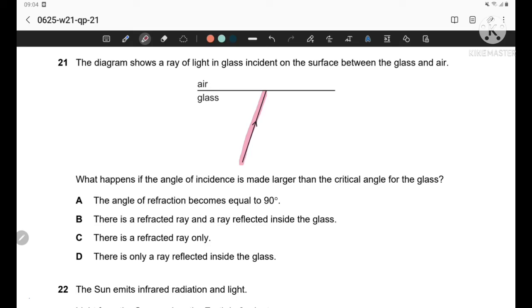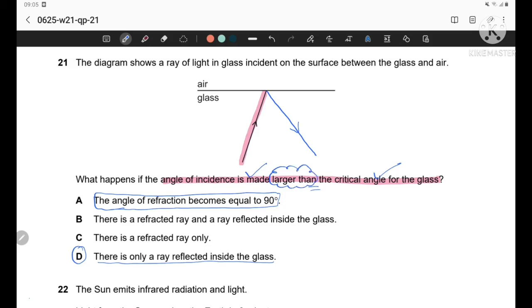That means when the angle of incidence is more than the critical angle, total internal reflection will happen. So this incident ray will reflect back. So we can say there is only a ray reflected inside the glass itself. Therefore, the correct answer is option D, and this is nothing but total internal reflection. Option A says the angle of refraction becomes equal to 90 degrees, which will happen when the angle of incidence is equal to the critical angle, but here it is not equal, it is larger than. So the correct answer is only option D.